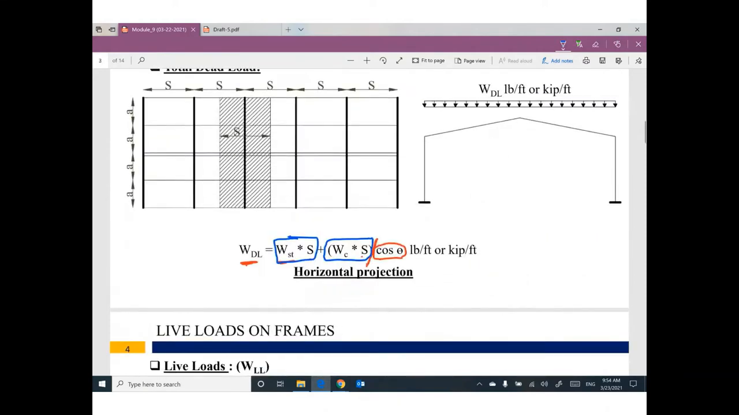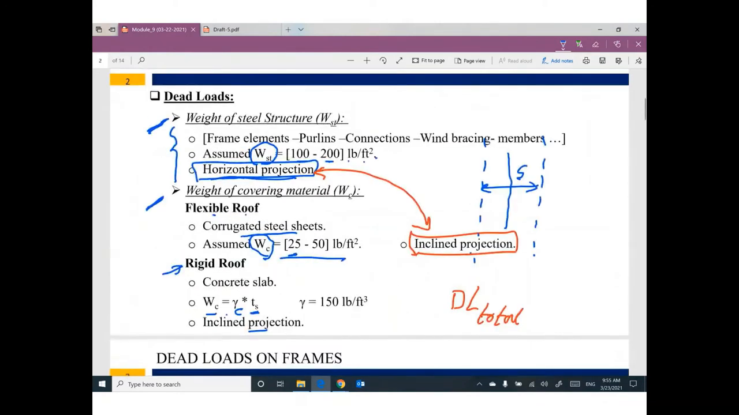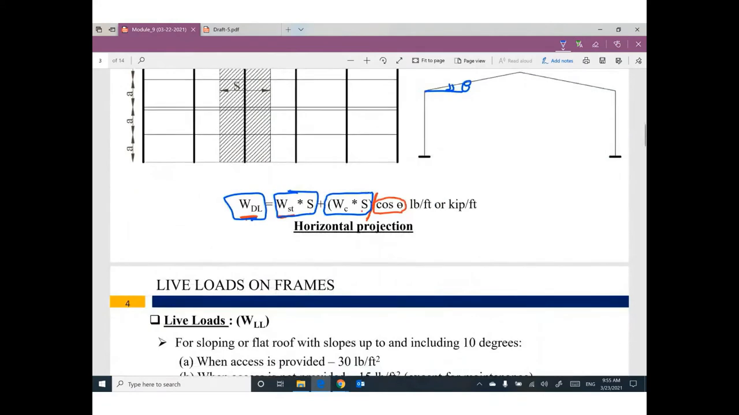So I used this expression. W steel times S is okay. W concrete times S is okay, but I will divide it by cosine theta. This theta is the sloped angle. The final value of the dead load will be horizontal projection. So this load is horizontal projection. I kept this one as it is, and I converted this one to be like this one, so I divided it by cosine theta.